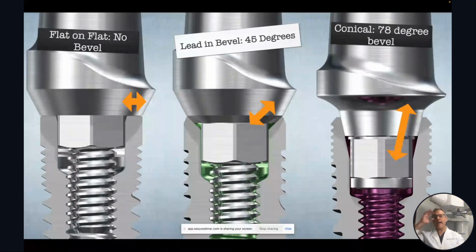And so let's take a look at that ferrule that I was talking about. And this is shown in the orange arrows. So on a flat on flat connection, we have no internal ferrule, right? It's just the implant screws in. There's really no sort of bolstering effect of the implant itself towards lateral movement. We can see a smaller amount of ferrule in the Lead-in Bevel in the internal hex, and you can just see a giant amount in the conical connection.